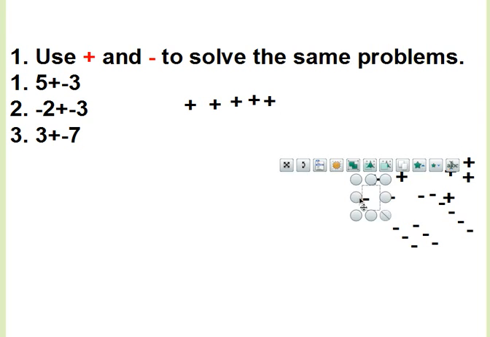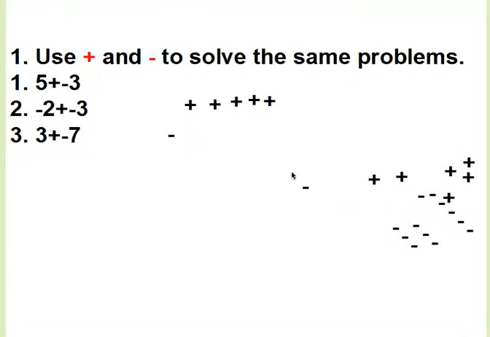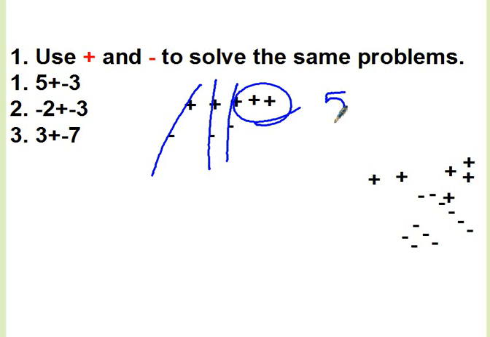Adding, I'm going to put in 1, 2, 3 negatives. So positive 5, negative 3. I know that a plus and a minus actually cancel out to be 0. I'm left with 2 positives. So my answer to 5 plus negative 3 is 2.